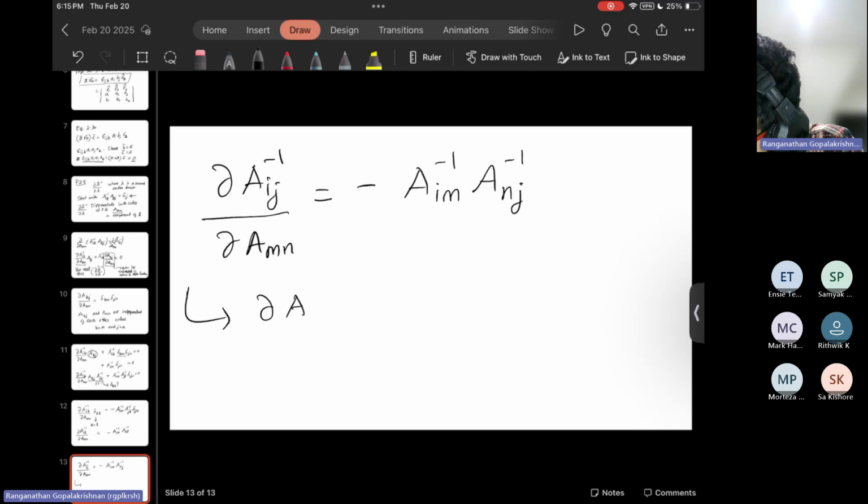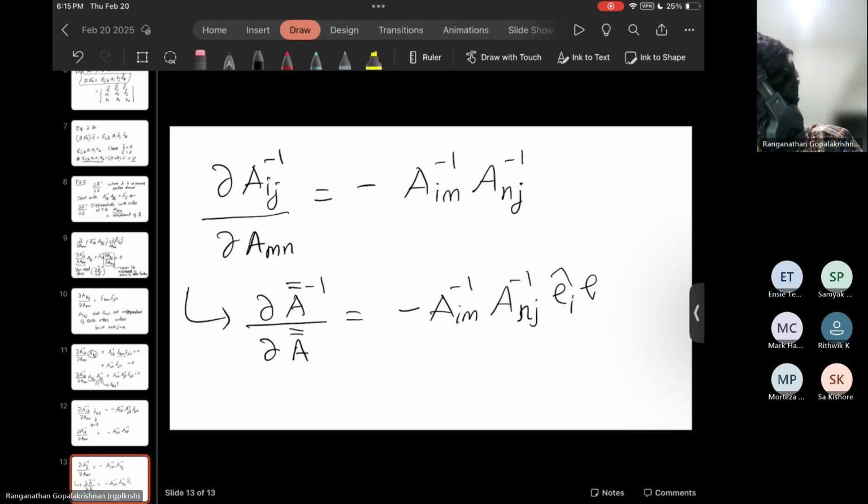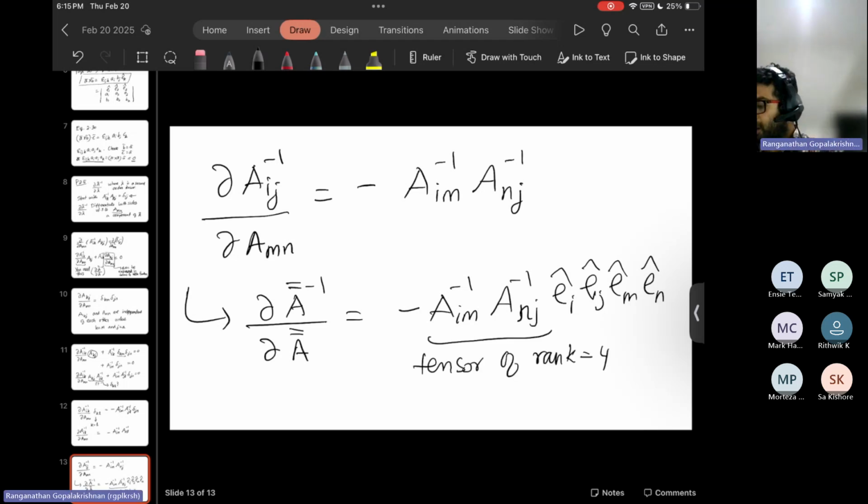The partial derivative of A inverse with respect to A is a tensor whose components are minus A_IM inverse A_NJ inverse, e_i e_j e_m e_n. So this is a tensor of rank 4 or order 4.